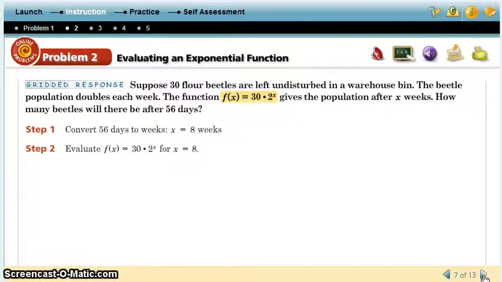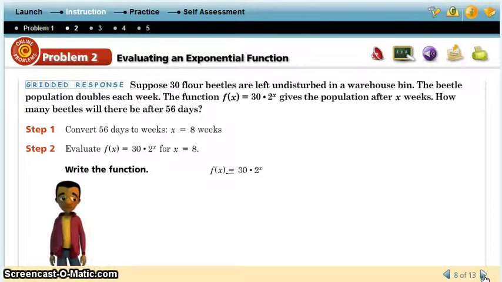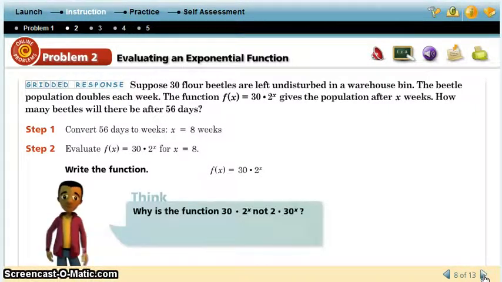Step 2. Evaluate the function for x equals 8. Write the function. Why is the function 30 times 2 to the x power instead of 2 times 30 to the x power? Think back to what the question and the word problem have told you.